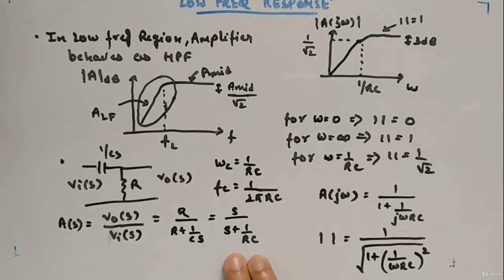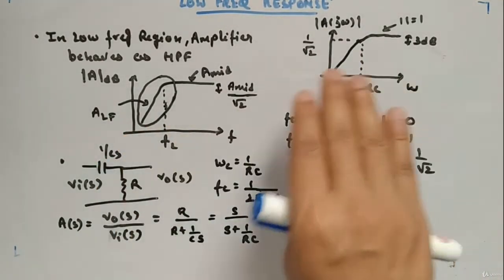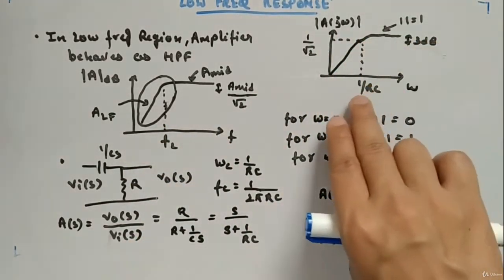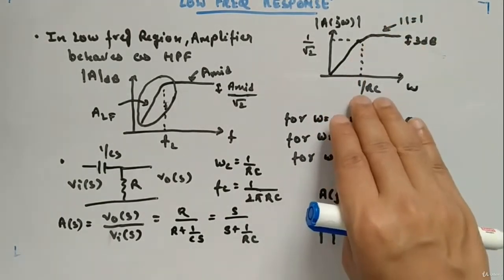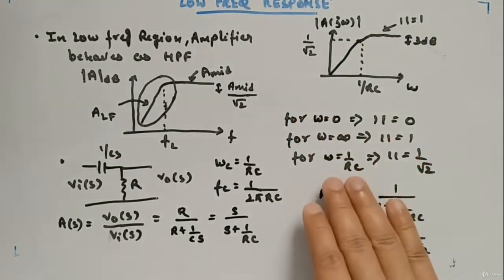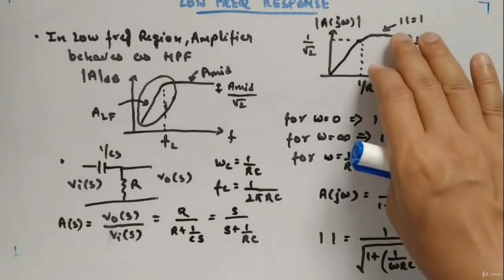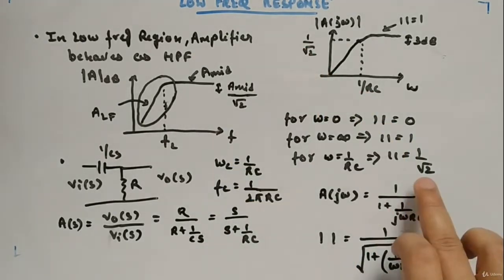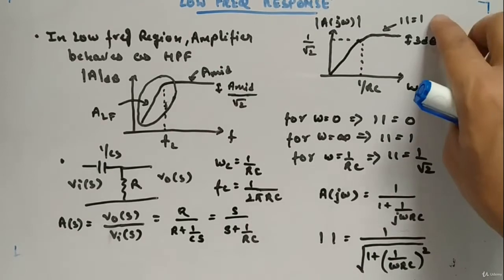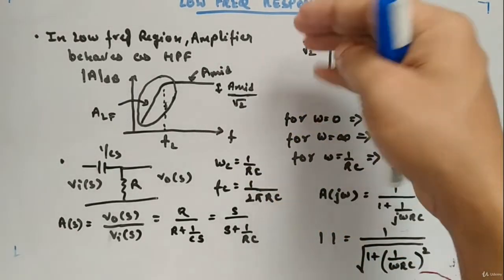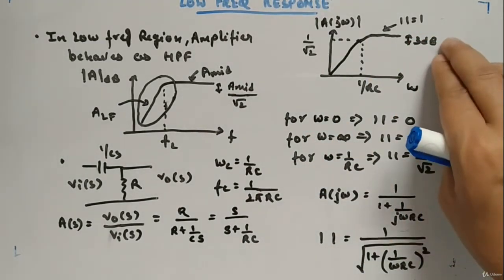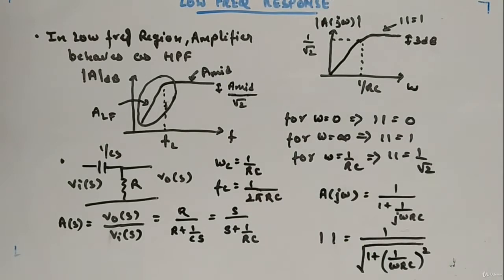If you look at the response of this curve, it will look exactly similar to this. Here you can see A of j omega is increasing. For omega equal to 0 it is 0, for omega equal to infinity it is 1, so the magnitude is 1, and at omega equal to 1 by RC the magnitude is 1 by root 2, which is 3 dB down from 1. So 1 is the maximum gain, and 3 dB down from 1 the gain is 1 by root 2, which we are getting at omega equal to 1 by RC.